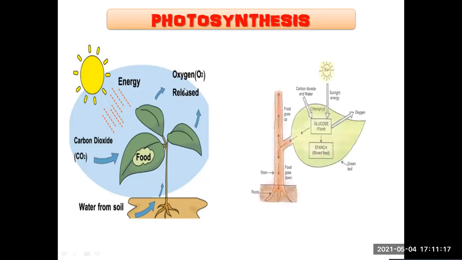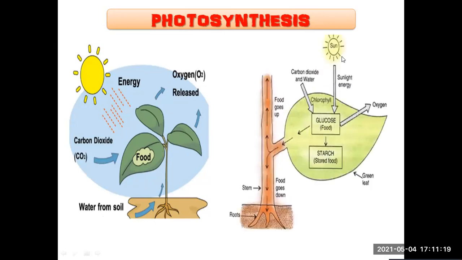Let's see in this. See here, solar energy, chlorophyll, carbon dioxide and water are present in the leaf. Oxygen is being given out. This prepared glucose is converted into starch, and then it is sent to the different parts of the plant body. This is what happens in photosynthesis.